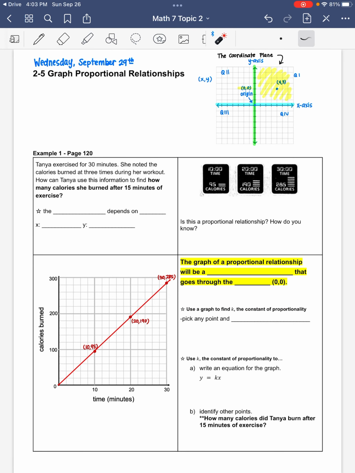So Tanya exercised for 30 minutes. She noted the calories burned at 3 times during her workout. How can Tanya use this information to find out how many calories she burned after 15 minutes of exercise?